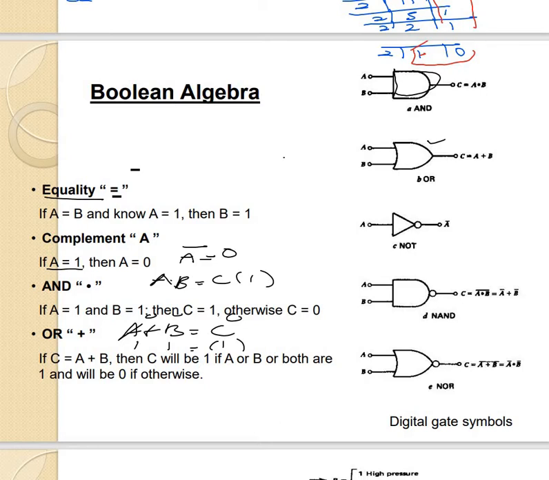So this is the digital gate for complement, also known as a NOT gate. So if A passes through the NOT gate, the value of A will be opposite from the value of the input. So if this A equal to 0, the output will be equal to 1.